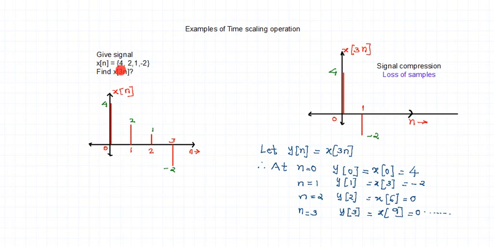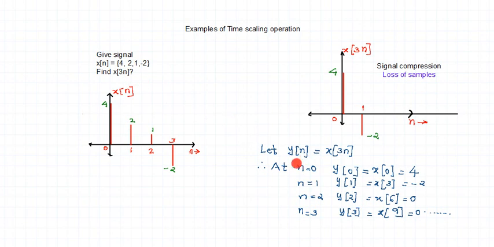How did we plot the signal from the given information? If you remember, the first sample appears at 0. So at 0, the magnitude is 4. The next sample appears at 1. The magnitude is 2. The next sample appears at the next time instant, that is 2, whose magnitude is 1. Next, the last sample whose magnitude is minus 2. This is how we plotted from the given input signal. We have plotted the input signal x[n]. Now this signal x[n], we are going to scale it and obtain a new signal x of 3n. Before we plot this, let us analyze how we are going to plot it by doing a mathematical analysis.